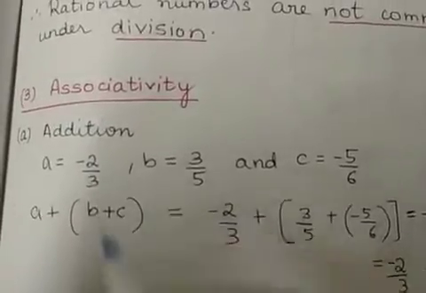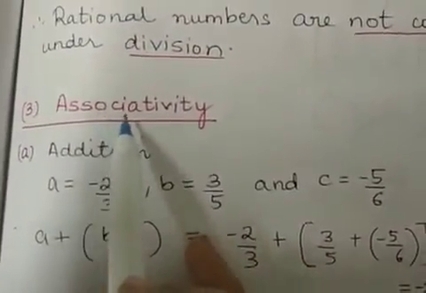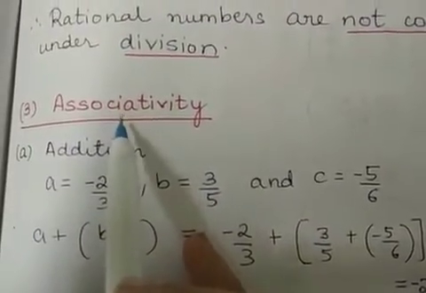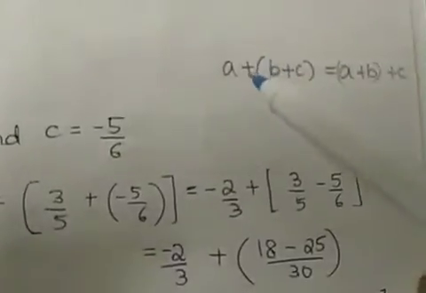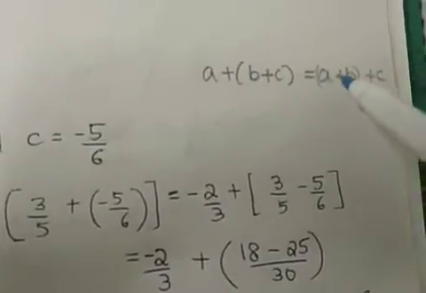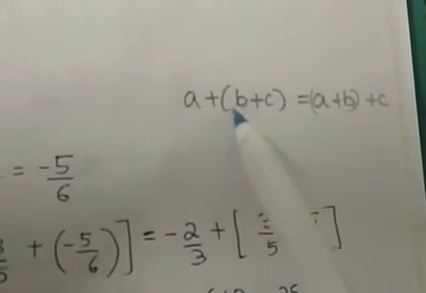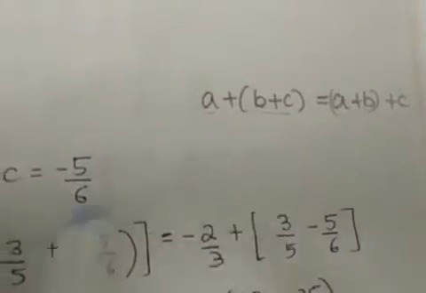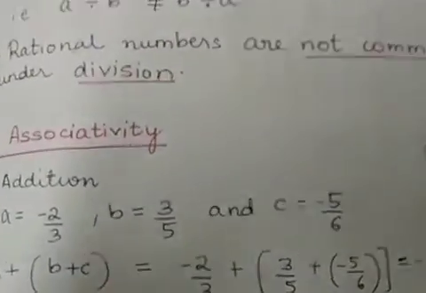In this video, we will study the next property of rational numbers, which is associativity. As you already know, the associative property says, first we will see for addition, a + (b + c) = (a + b) + c. Which two numbers you add first does not make a difference when you are given three numbers. That is what associativity says.